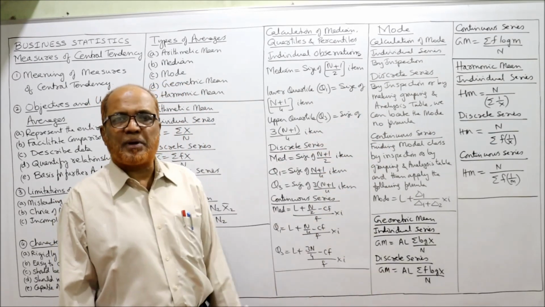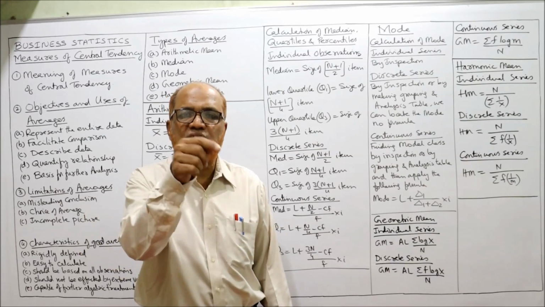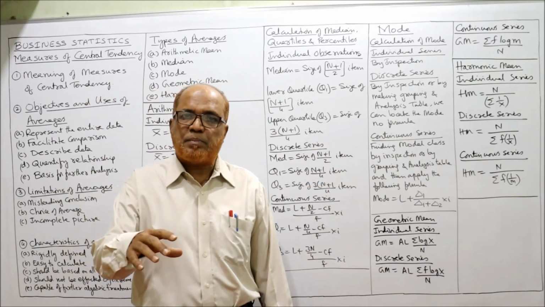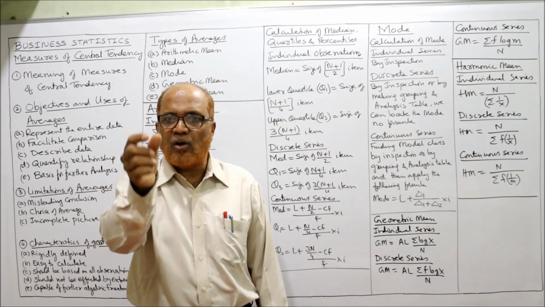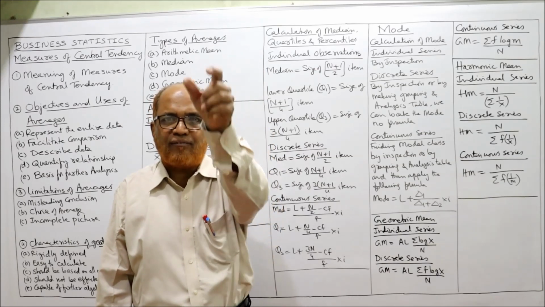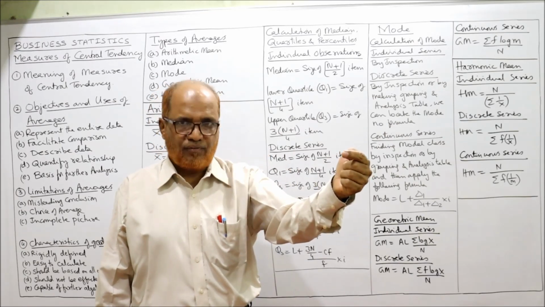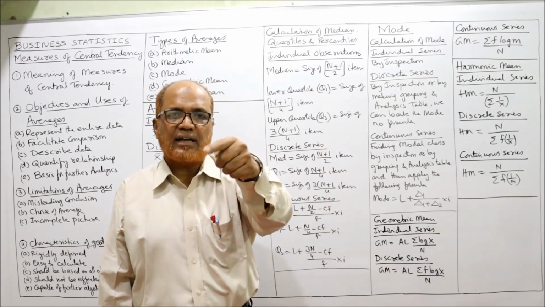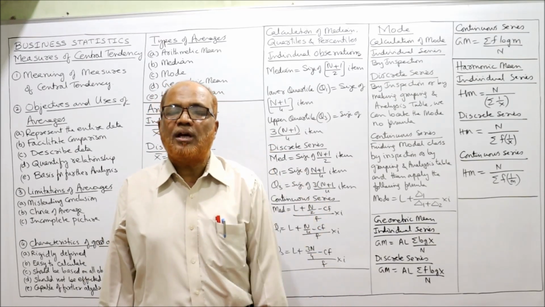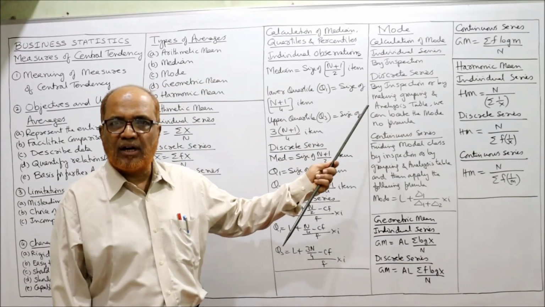Now individual series, by inspection. If the data given in the problem is individual series, by inspection we can find out which item is repeating more number of times, that is mode. For discrete series, by inspection we can find out which value of x is having the highest frequency. Discrete series we have two columns, x column and frequency column. Find out what is the highest frequency. Against that highest frequency, what is the value of x? That x value is the mode value. But the mode value will be affected by neighboring items. So it is better to prepare grouping and analysis table and find out the mode in case of discrete series.